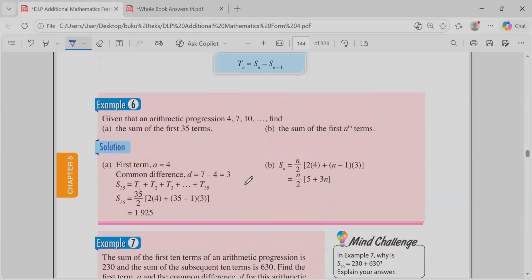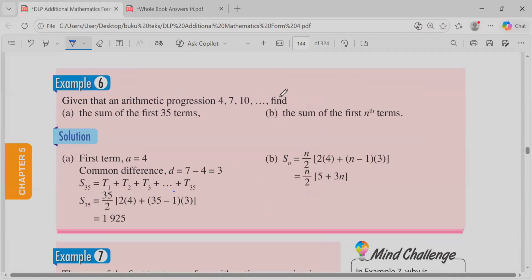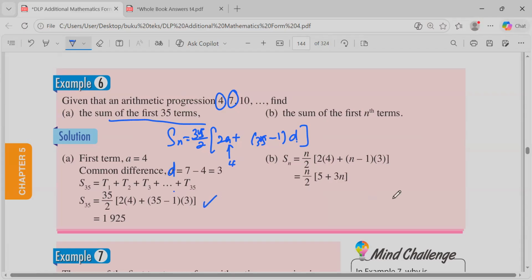Okay, look at the question again. This is a question: find the first 35. So look at the formula first. Remember the formula, and then find out the D. Where is D? D is 7 minus 4. I get 3. Okay, substitute D inside. Substitute 35 inside. Substitute the A, 4. So I get this. Okay, so after that, I get the answer for the first 35, from the first one until 35.